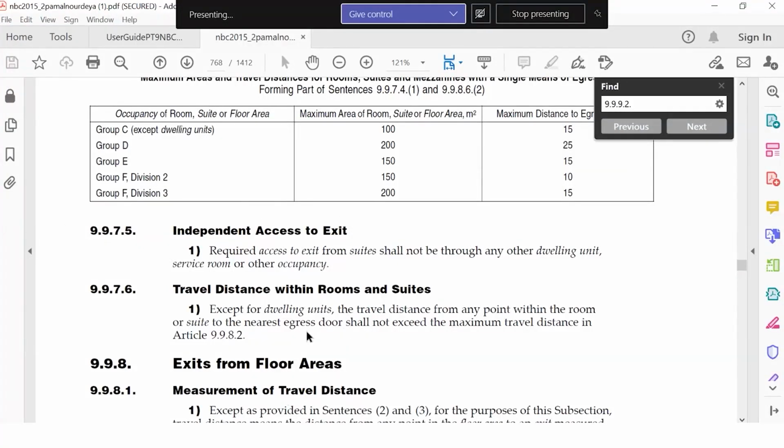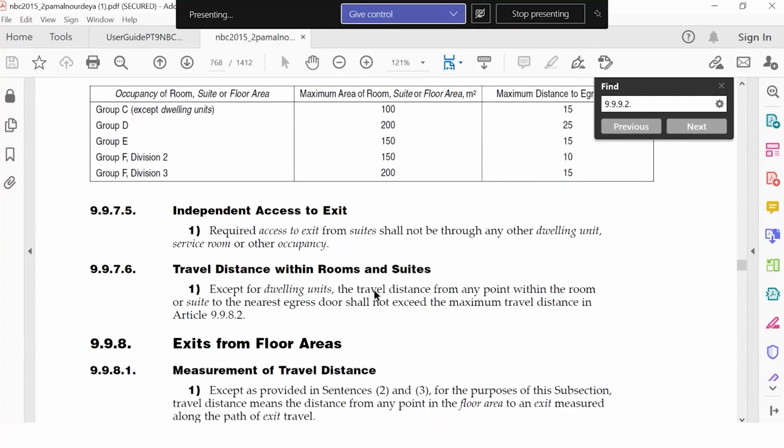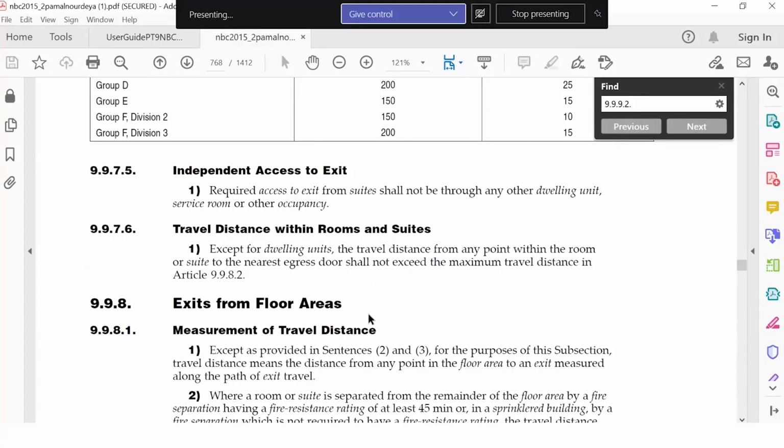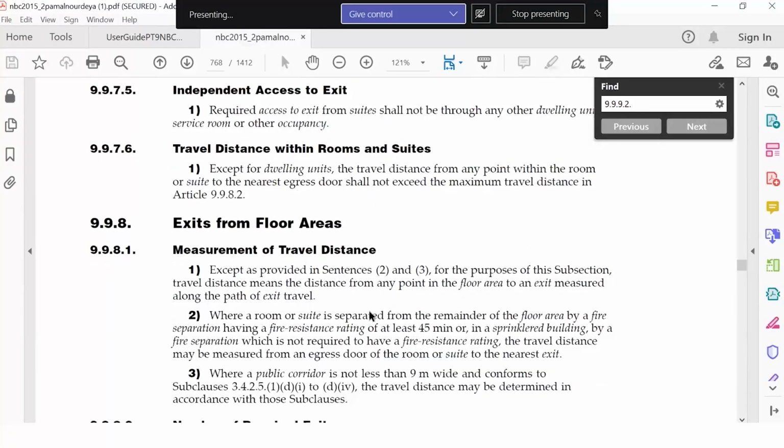Travel distance within rooms and suites, except for dwelling units: the travel distance from any point within the room or suites to the nearest egress door shall not exceed the maximum travel distance in Article 9982. This is telling you, always except for dwelling units, that you need to make sure your maximum travel distance from any point in the room to the nearest egress door is not more than that required for travel distance to an exit door. So you double up the distance to an exit.